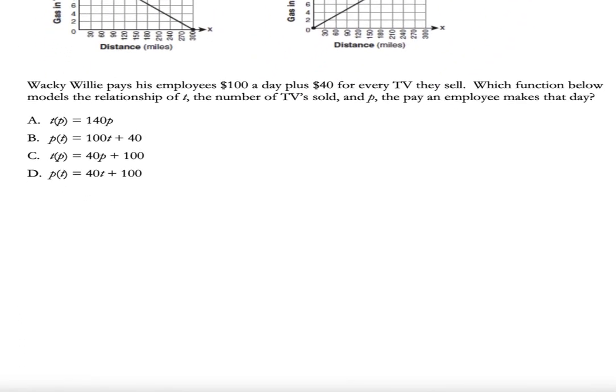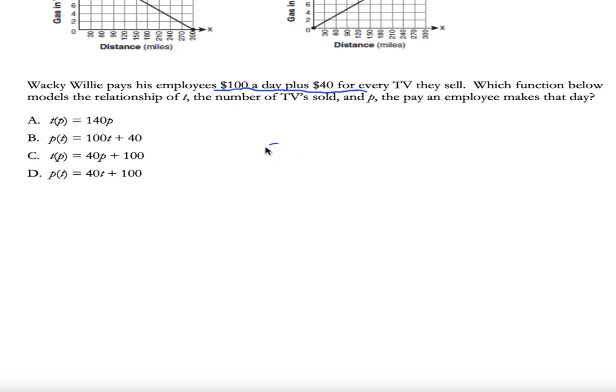And the last question: Wacky Willie pays his employees $100 a day plus $40 for every TV they sell. Which function below models the relationship of T, the number of TVs sold, and P, the pay an employee makes that day?